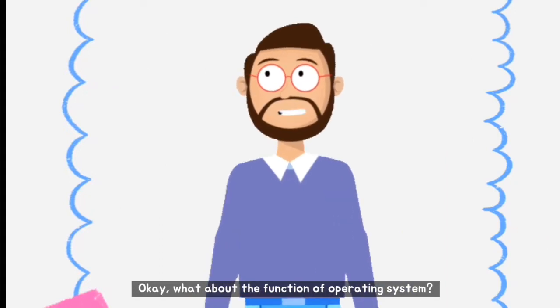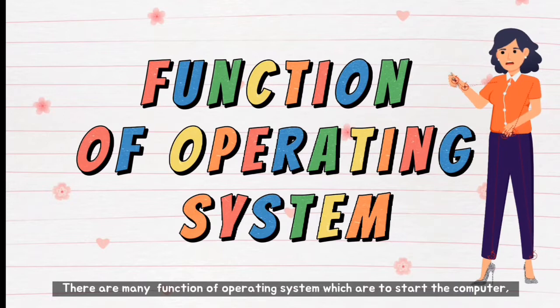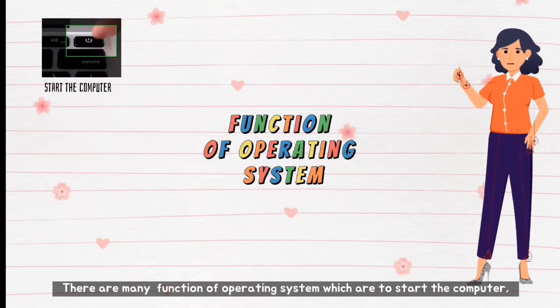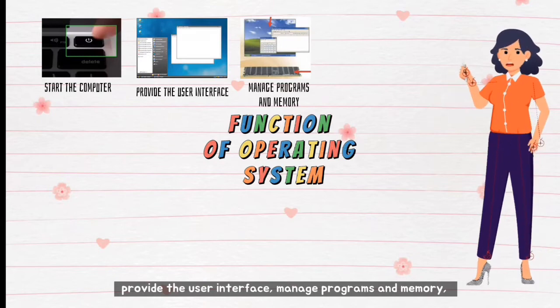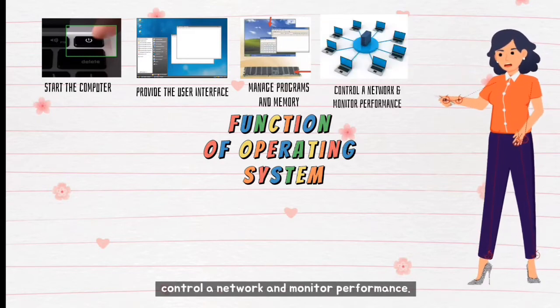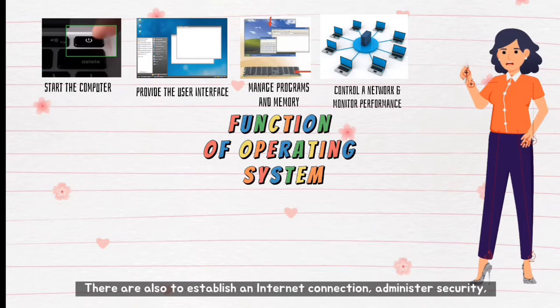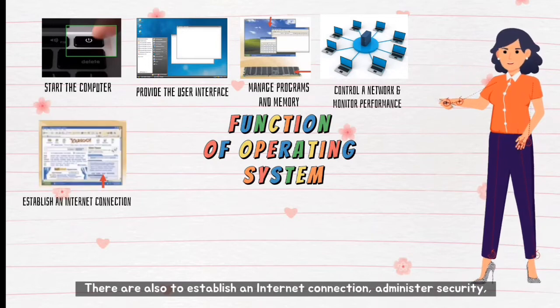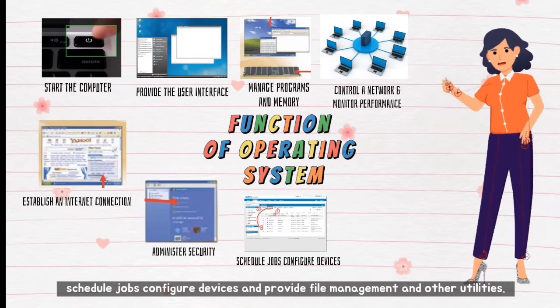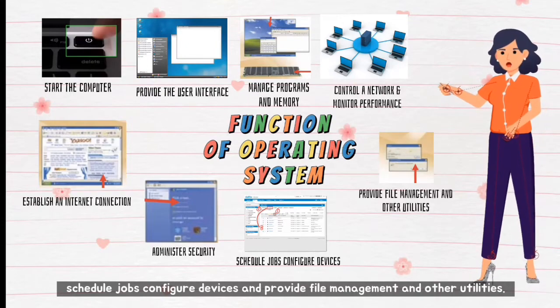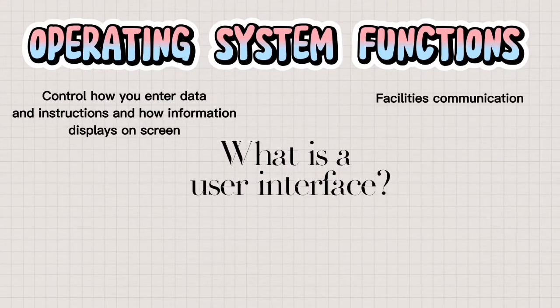Okay, what about the function of operating system? There are many functions of operating system, which are to start the computer, provide the user interface, manage programs and memory, control a network and monitor performance. There are also to establish an internet connection, administer security, schedule jobs, configure devices, and provide file management and other utilities. What is a user interface?